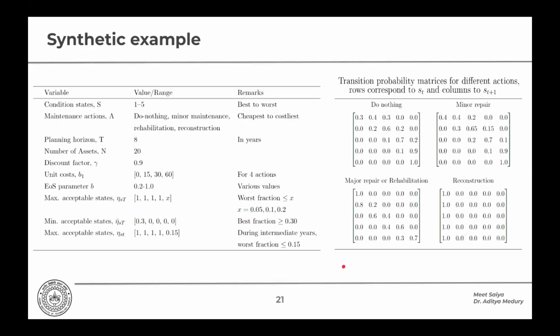So this is synthetic data. We assume 5 states, 4 actions, a 0.9 discount factor, just n equal to 20, some costs, and a few transition probability matrices.